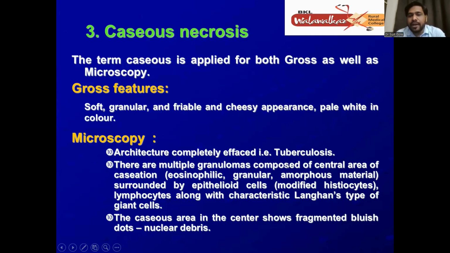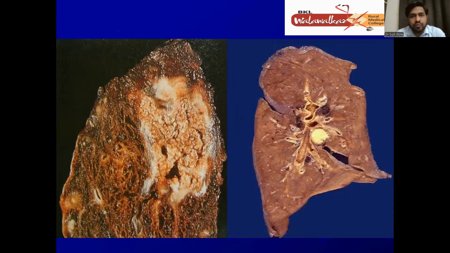Now, there are multiple granulomas composed of a central area of caseation, eosinophilic granular or amorphous material that is surrounded by the epithelioid cells, which are nothing but modified histiocytes, then lymphocytes, along with characteristic Langerhans type of giant cells. These giant cells are horseshoe shaped. The caseous area in the center shows fragmented bluish dots, that is nothing but the nuclear debris. We'll see the gross as well as microscopic photographs.